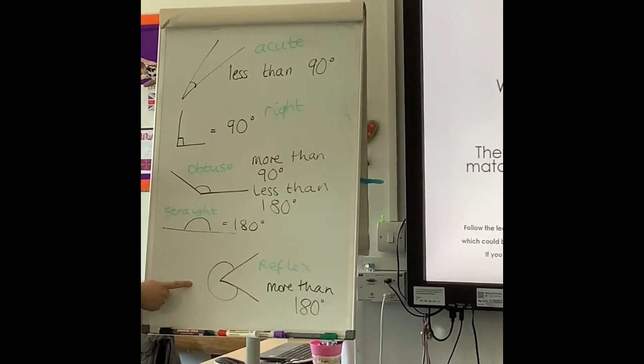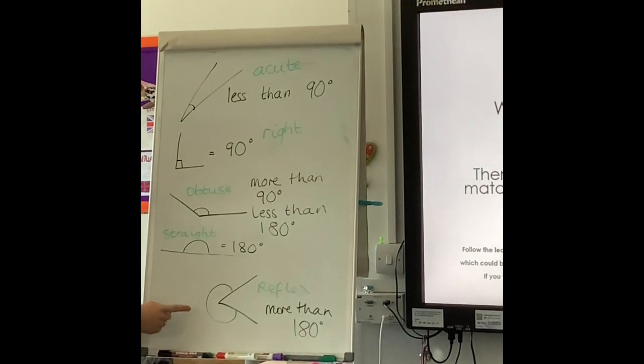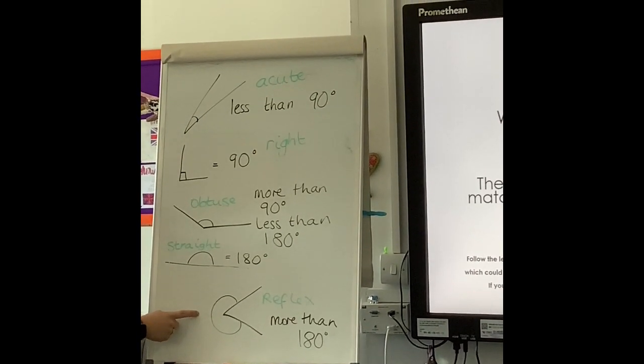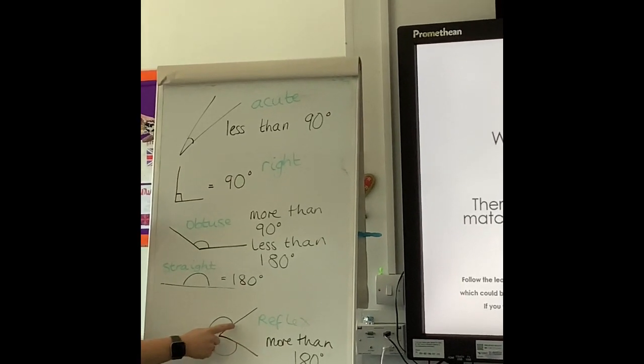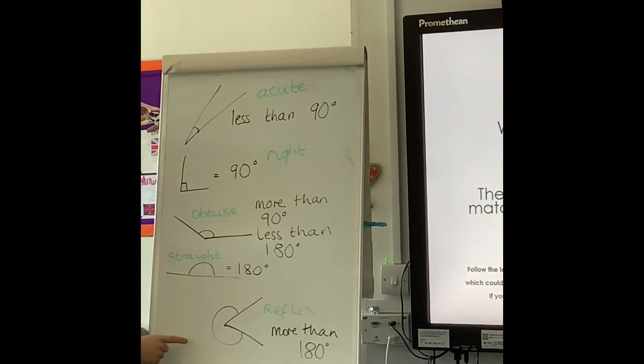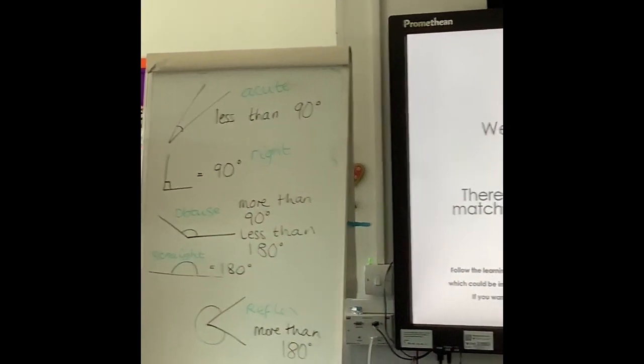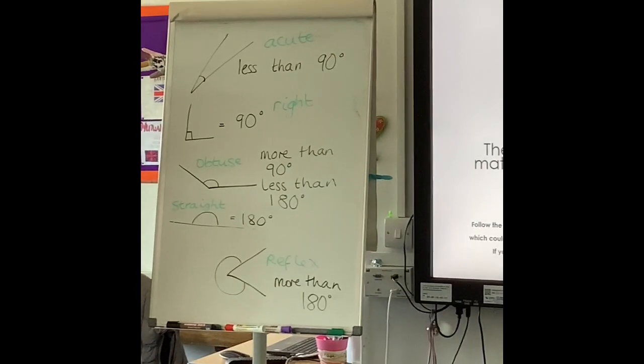Then finally, your last one, I think this is my favourite angle, it's the coolest. It's called the reflex angle. It is more than 180. So in here, we would have an acute angle, but this one here is our reflex. Come back to this throughout if you're struggling.